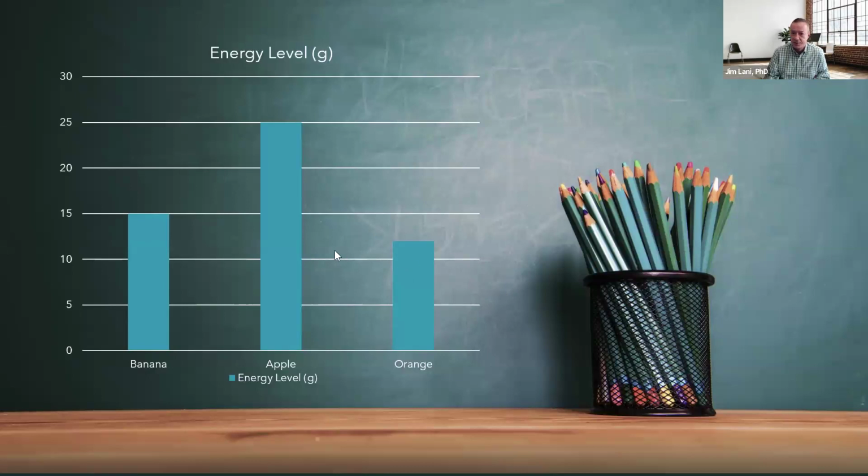And here's just another example. I can have energy level, or I guess calories, by different fruits in this case. The banana, apple, orange is my independent variable. My outcome variable, dependent upon the fruit, is the grams of protein or grams of sugar or things of that sort.